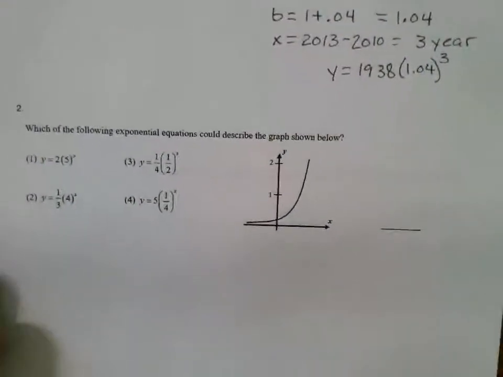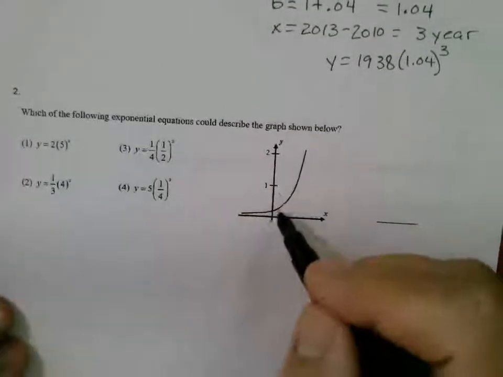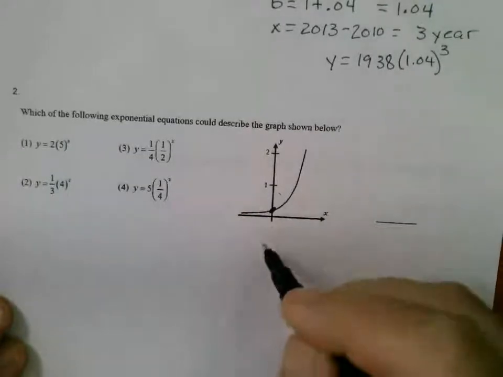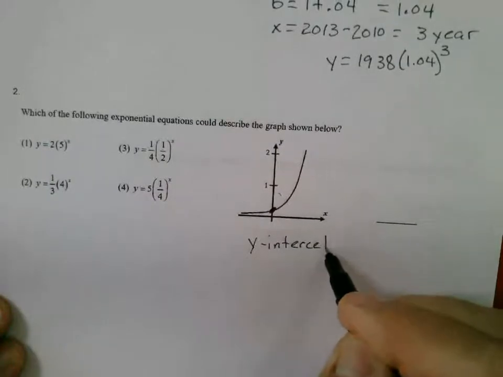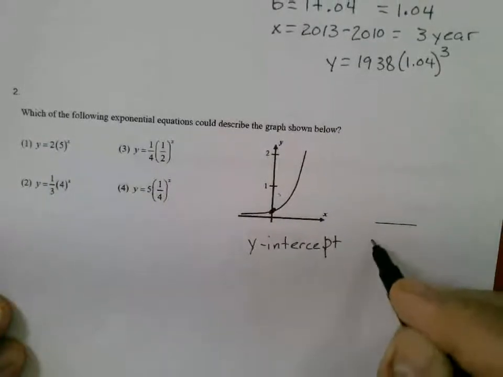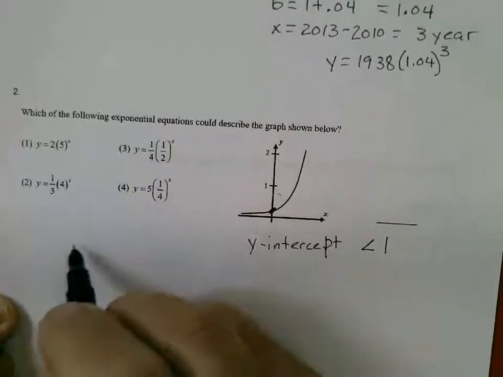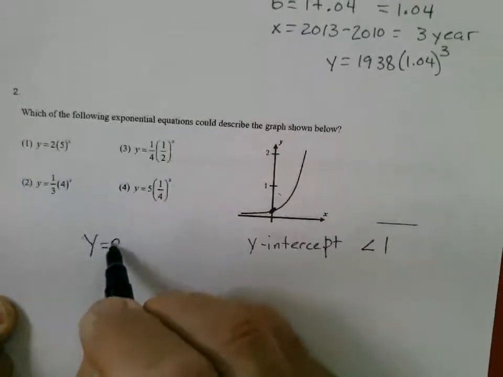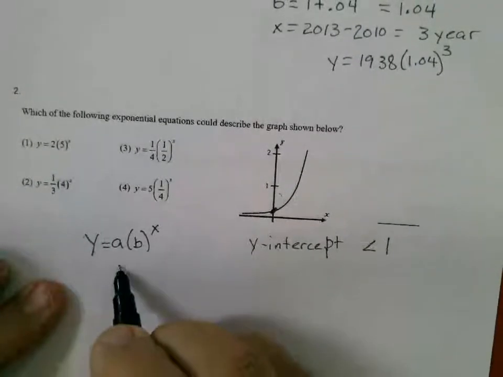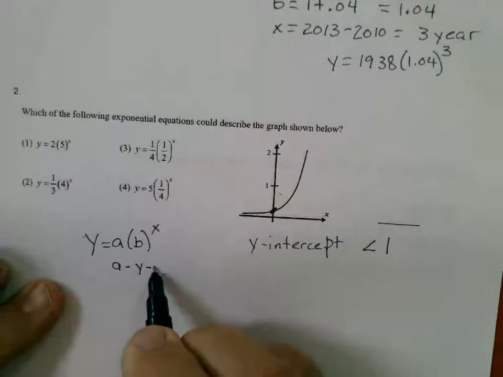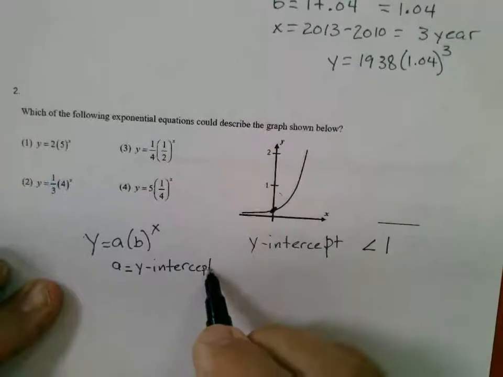All right. The second one, we have to interpret this graph. The important thing here is the y-intercept is less than 1. Now, I should have talked about this again. The general form is y equals a times b raised to the x power. A is the y-intercept.